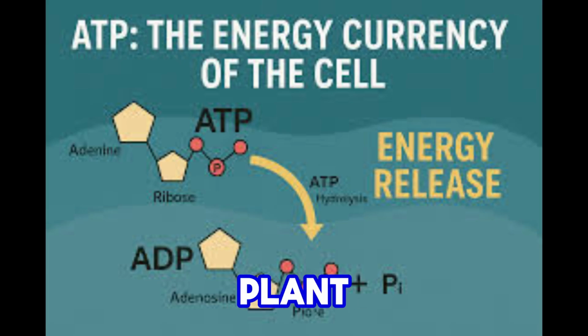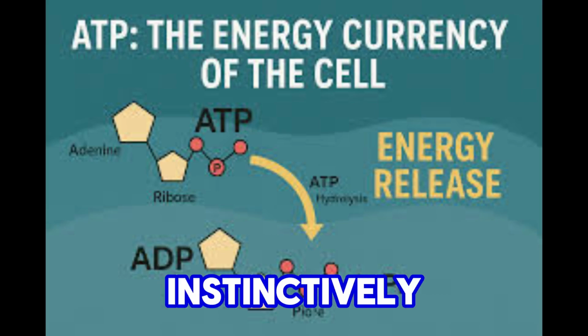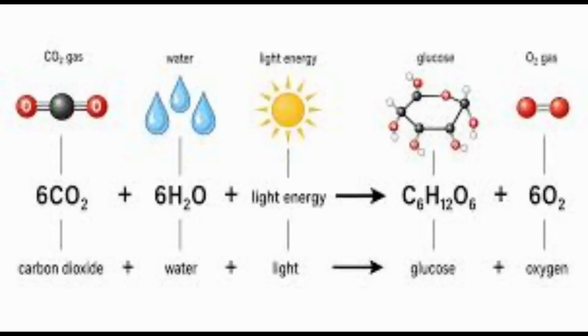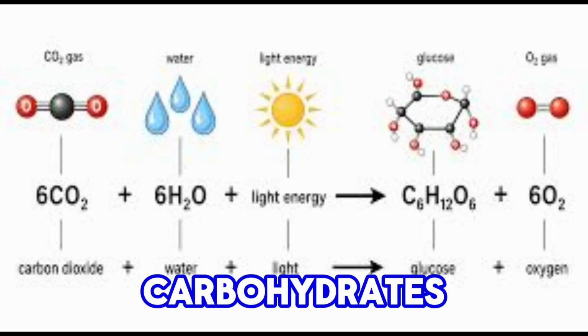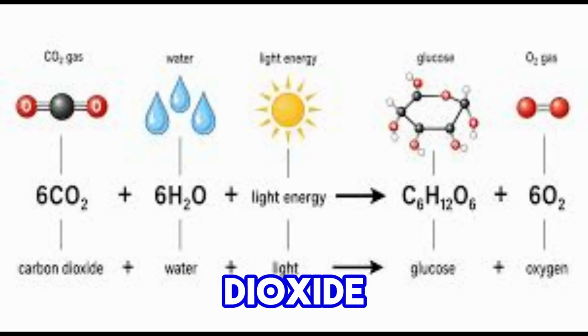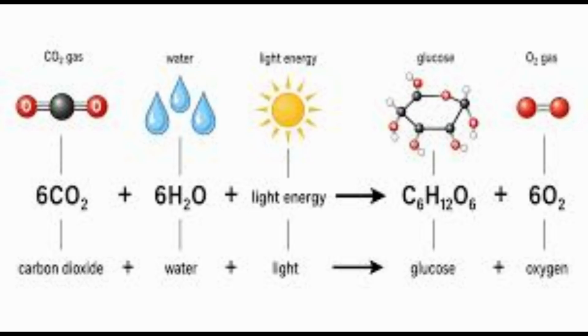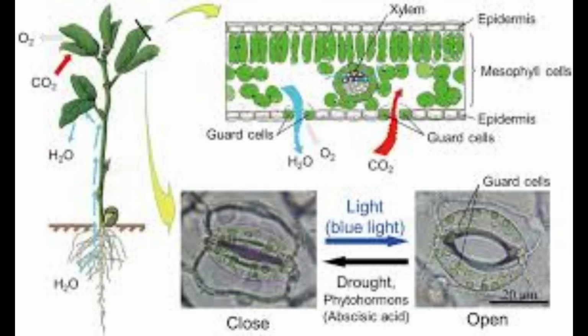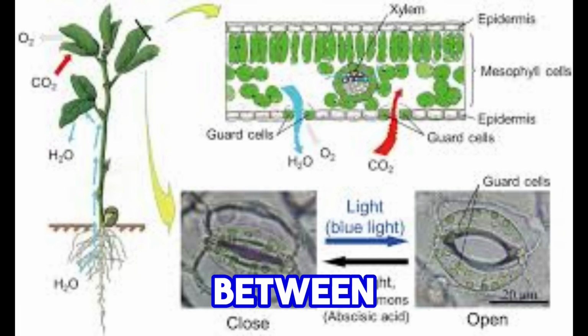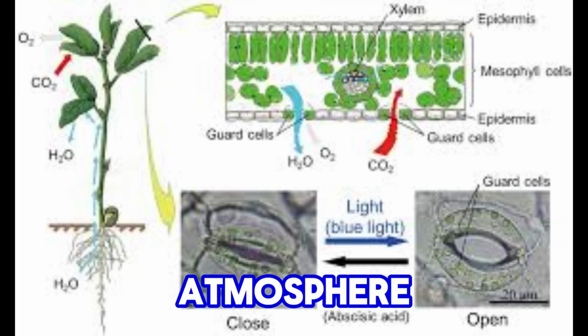When we ask where plant food comes from, many people instinctively say, the soil. But there's a major misconception here. Minerals and water come from the soil. But the carbon that forms the backbone of carbohydrates comes primarily from carbon dioxide in the atmosphere. Carbon dioxide enters the leaf through tiny openings called stomata. Think of stomata as tiny doors in the leaf. They allow gases to move between the leaf and the surrounding atmosphere.